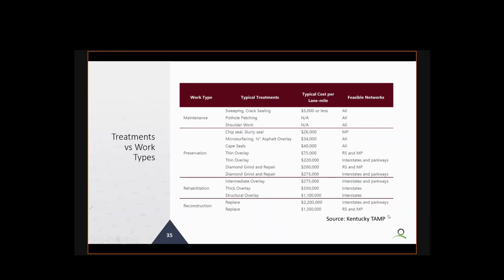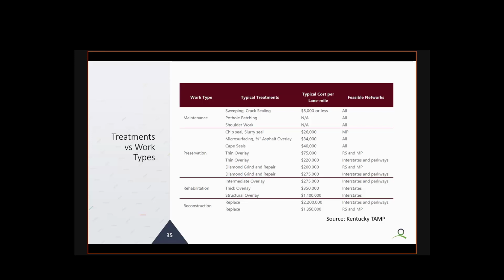Next slide. All right, so I want to again come back to this concept of treatments versus work types. This is, I thought, a good example from the Kentucky Asset Management Plan, where they show the 5 work types, and then what's in the next column is their typical treatment. This is the Kentucky Transportation Cabinet.